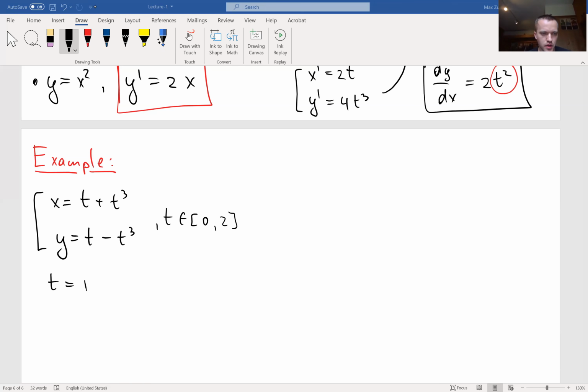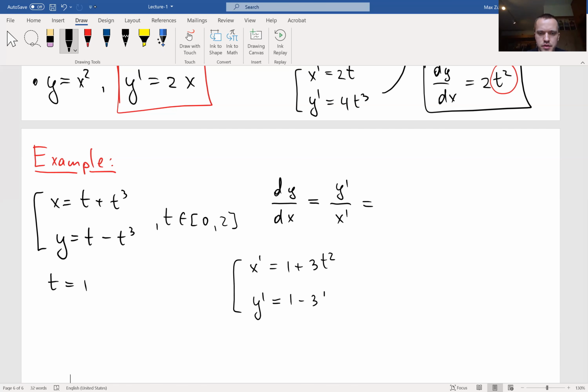Okay, I'm back here. So to find the derivative, I need to find just dy over dx. So that is going to be equal to y prime over x prime. But we can see that my x prime is going to be equal to 1 plus 3t squared. And then y prime is going to be equal to 1 minus 3t squared. So then my derivative is going to be equal to 1 minus 3t squared over 1 plus 3t squared.